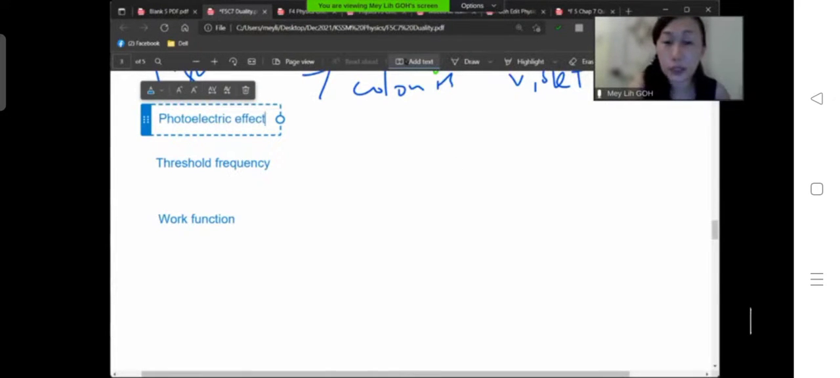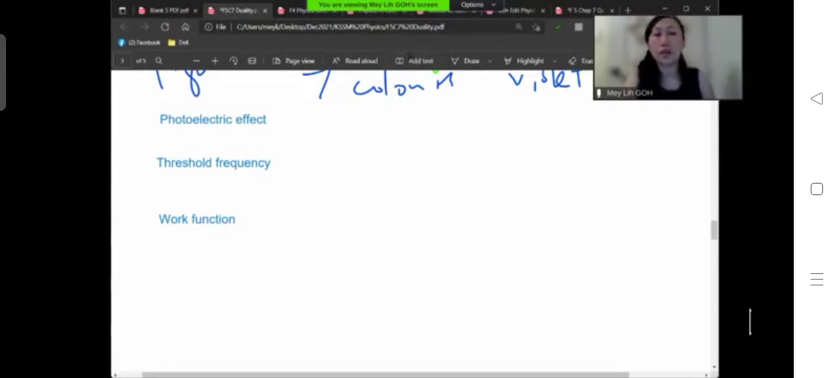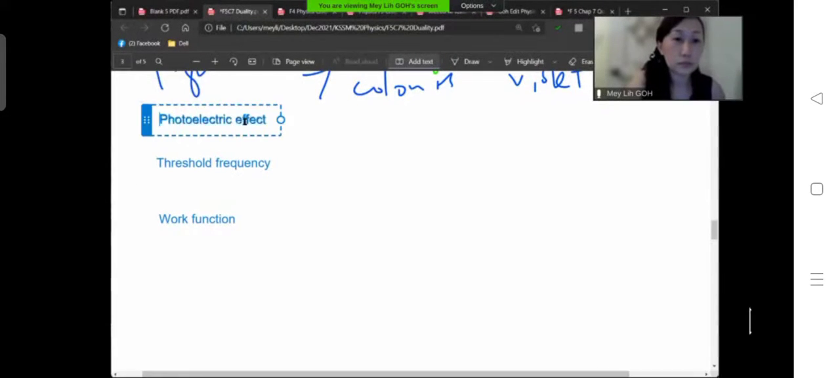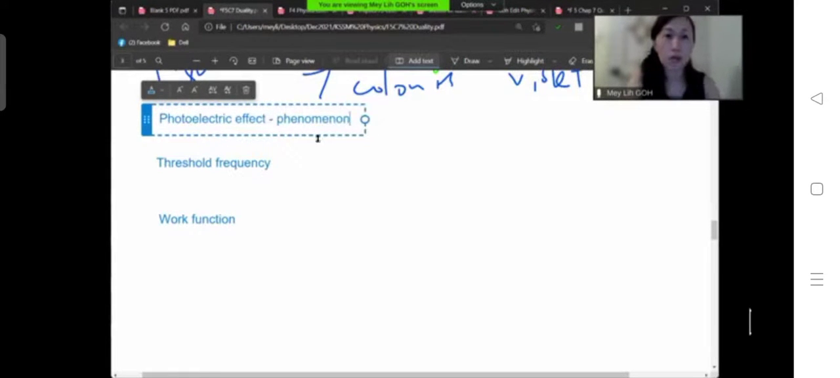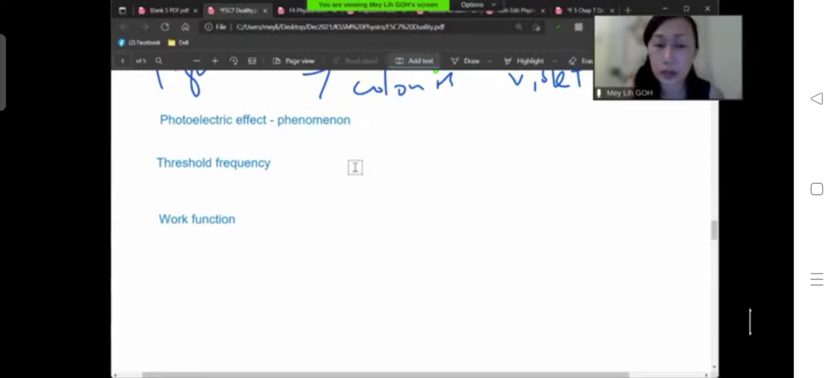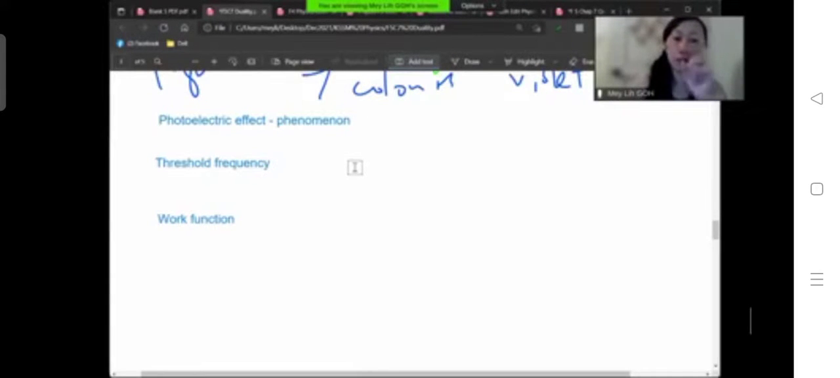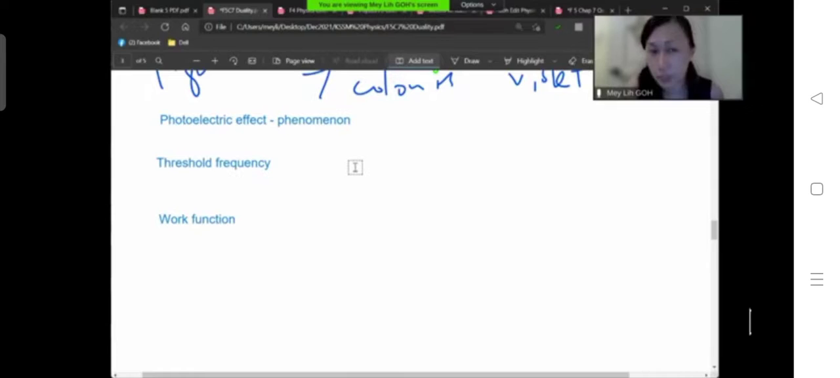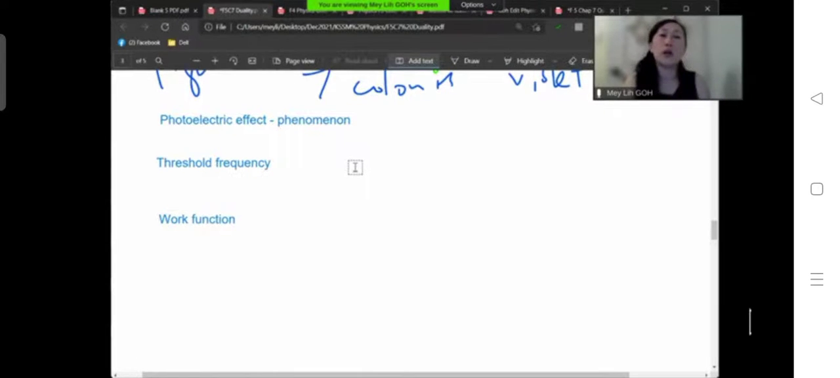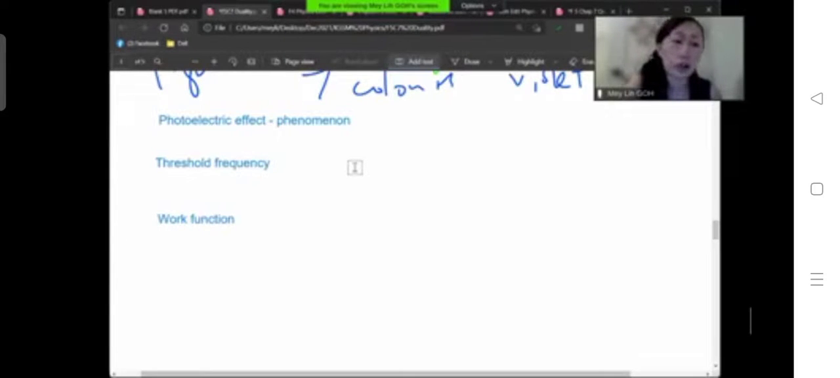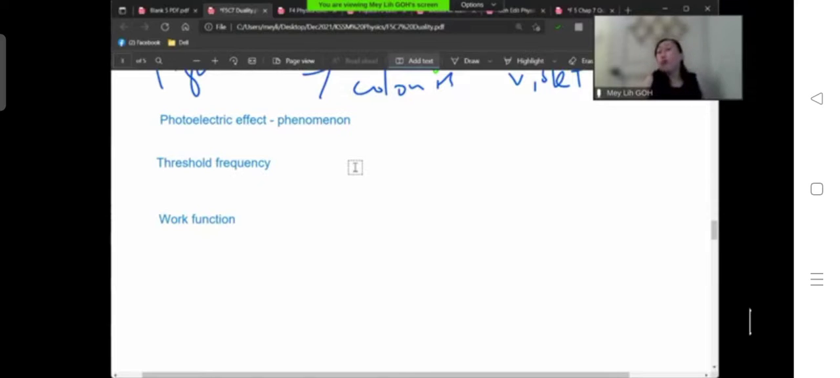In the beginning, we learned about the word photoelectric effect. That's a phenomenon. Just like thermal ionic emission is a phenomenon, photoelectric effect is a phenomenon. In exam, when they ask you to give the definition of photoelectric effect, you start with the word a phenomenon. When they ask you to give the definition of thermal ionic emission, you start with the word a phenomenon. If they ask you to give the definition of resonance, you start with the word phenomenon. These are all called phenomenon.